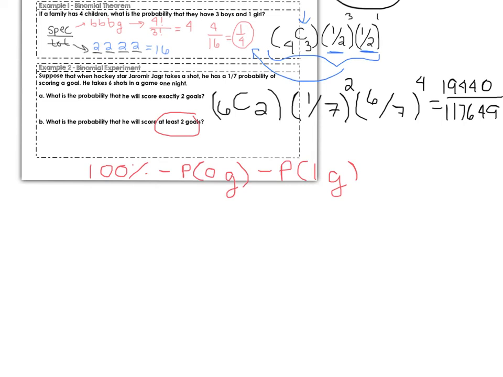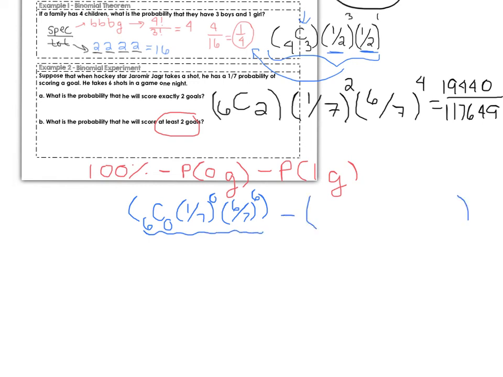Now, scoring 0 goals. The setup for this one, we have 6 choose 0, okay? Then this, the probability of scoring a goal was 1/7. We don't want that to occur, so it's to the 0th power. Now, the 6/7 is his complement, and that's going to be raised to the 6th power, because this will be the probability of 0 goals.